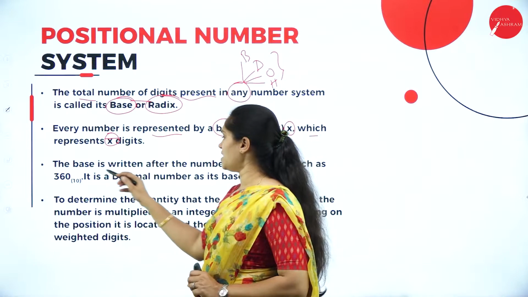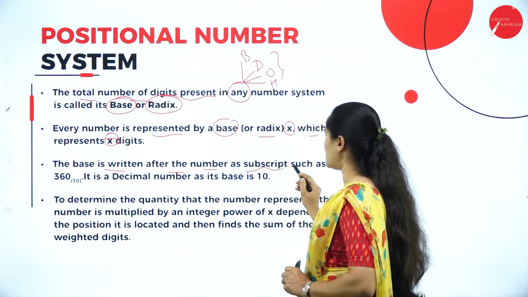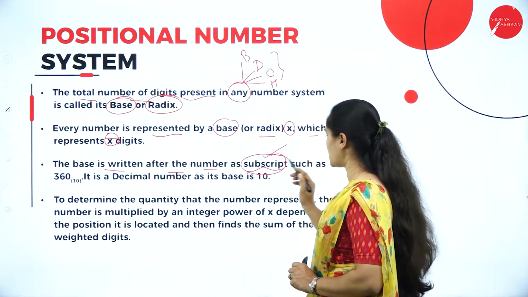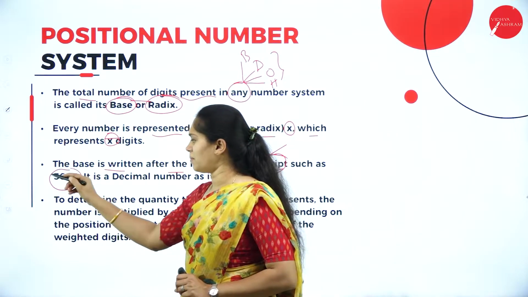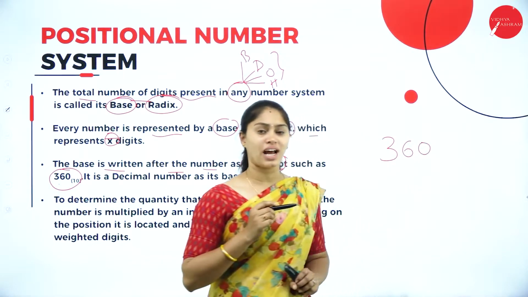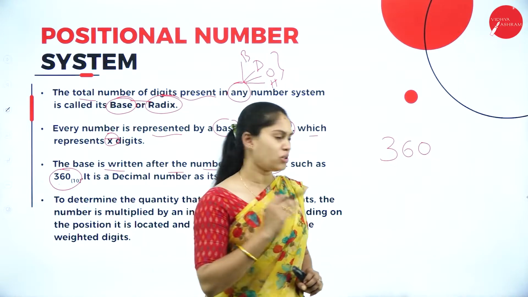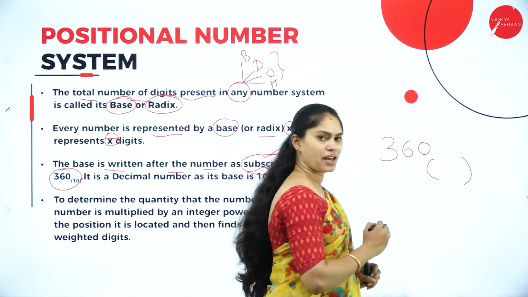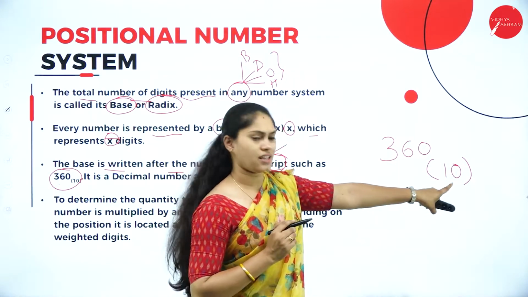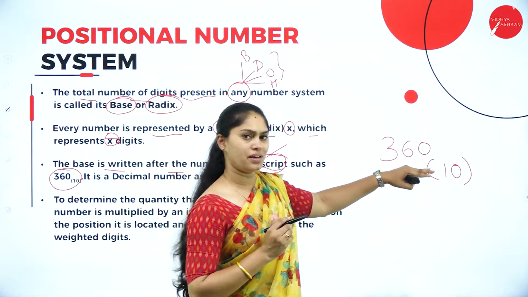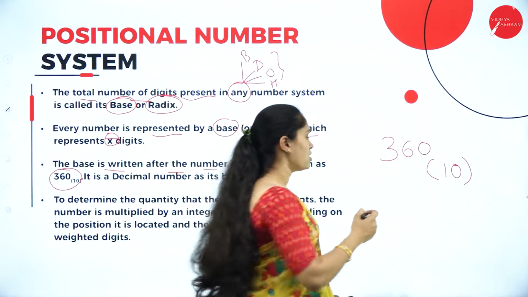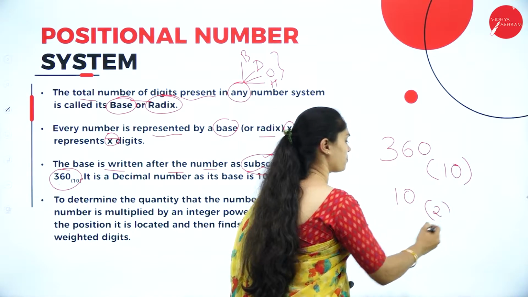Okay, so the base will be written after the number as a subscript. How we are going to write a radix or a base? That too as a subscript, such as you can see the example here. Here I have a number. The number is 360, and now I wanted to write its base or radix. That will be written within a pair of parentheses as a subscript. If I am writing like this, 10 is a base or a radix for the given number. So if the base is 10, then I can say that this is a decimal number system. So here if I am writing it as 2, then what it means?